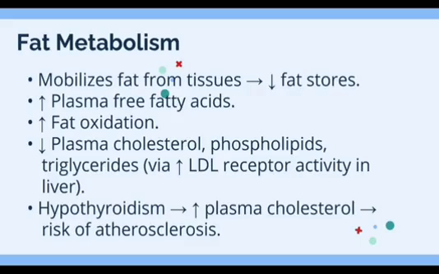Fat metabolism. Thyroid hormone mobilizes fat from tissues, so it depletes the fat stores. So the plasma free fatty acids increase, and there is increased fat oxidation. And also it decreases plasma cholesterol, phospholipid and triglyceride. And it increases LDL receptor activity in the liver. So in hypothyroidism, there is increased plasma cholesterol. So hypothyroidism patients are at risk of atherosclerosis.